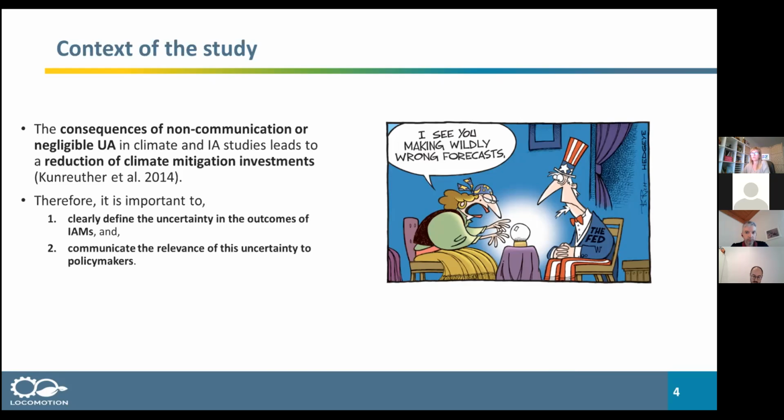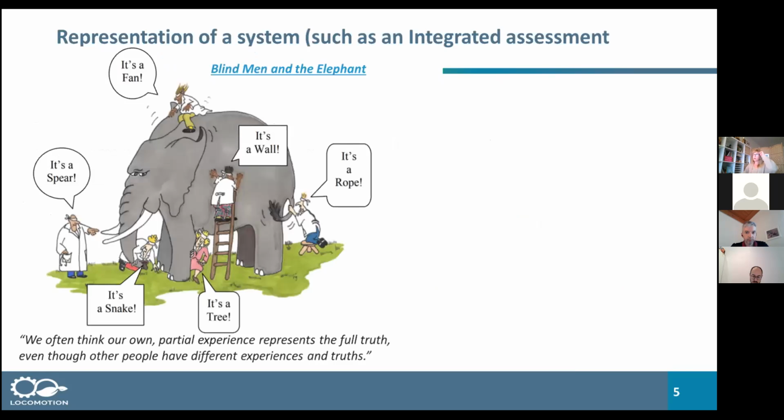Therefore, it is important to clearly define the uncertainty and the outcome of our models, and to communicate the relevance of this uncertainty to policymakers. For that, we need to understand well what we are doing, and of course, to have a framework for that. But before that, I wanted to come back to some basics of what is a system, because an integrated assessment model is a system.